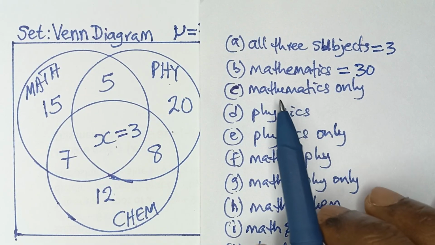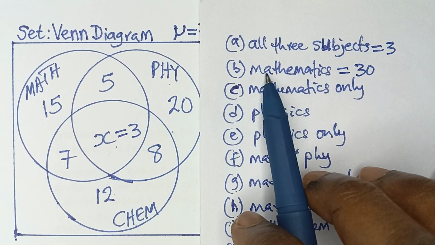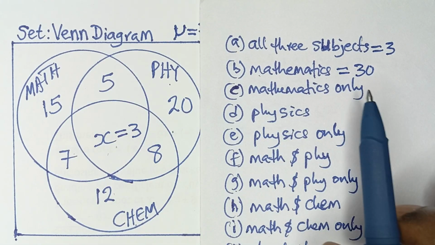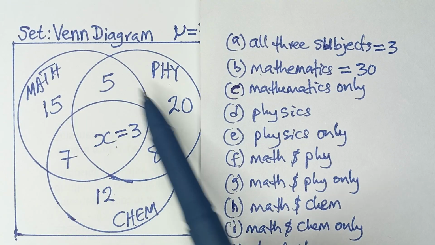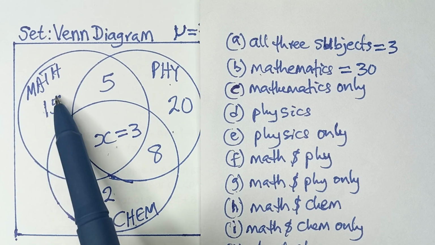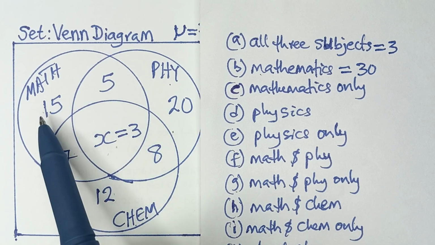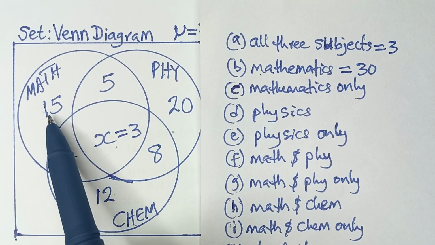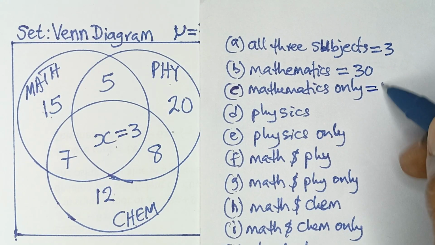And then the next question says the number of students that offered mathematics only. Take note, there's a difference between the number of students that offered mathematics and the number of students that offered mathematics only. For those that offered mathematics only, we look at the mathematics circle and find the number that stands alone, without intersecting any other circle. That number is 15. So the number of students that offered mathematics only is 15.